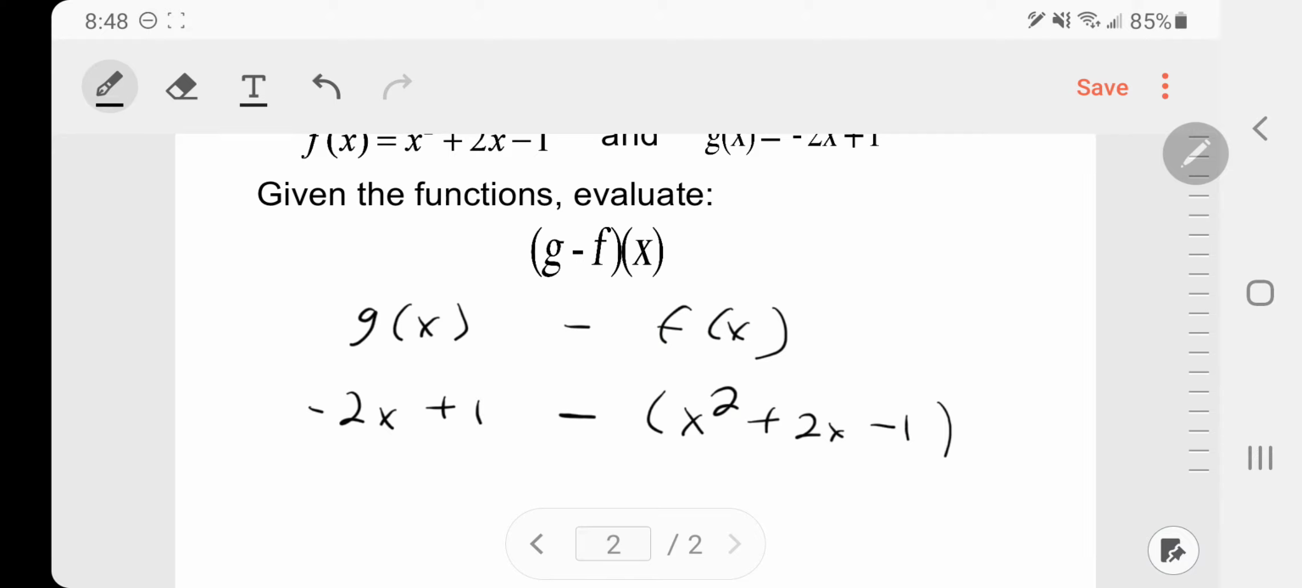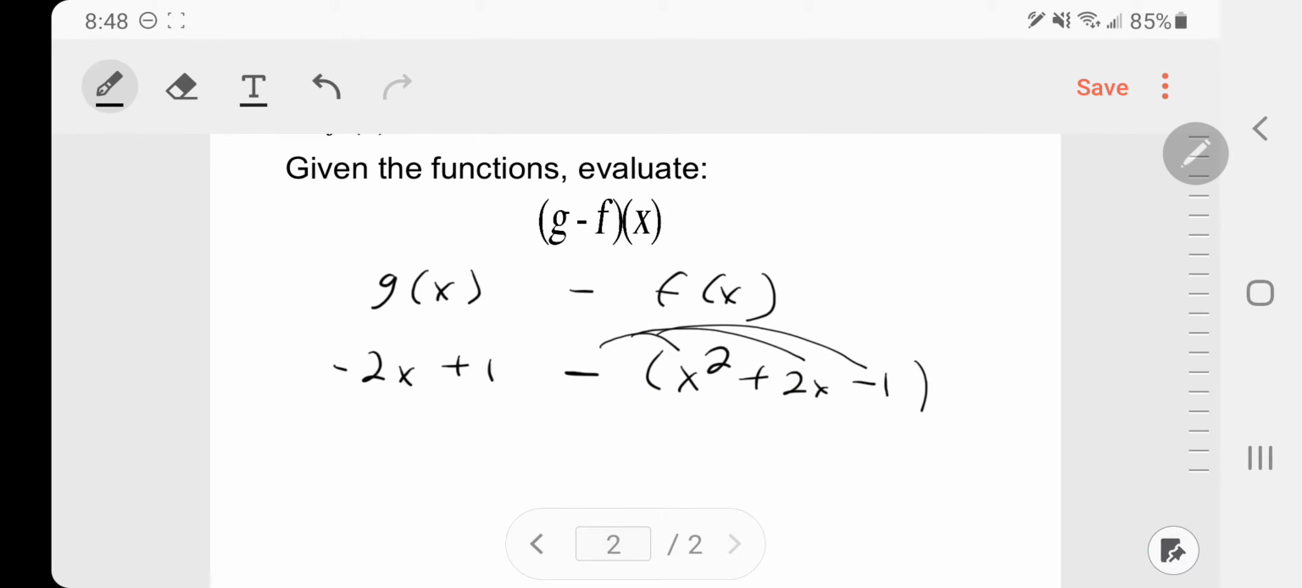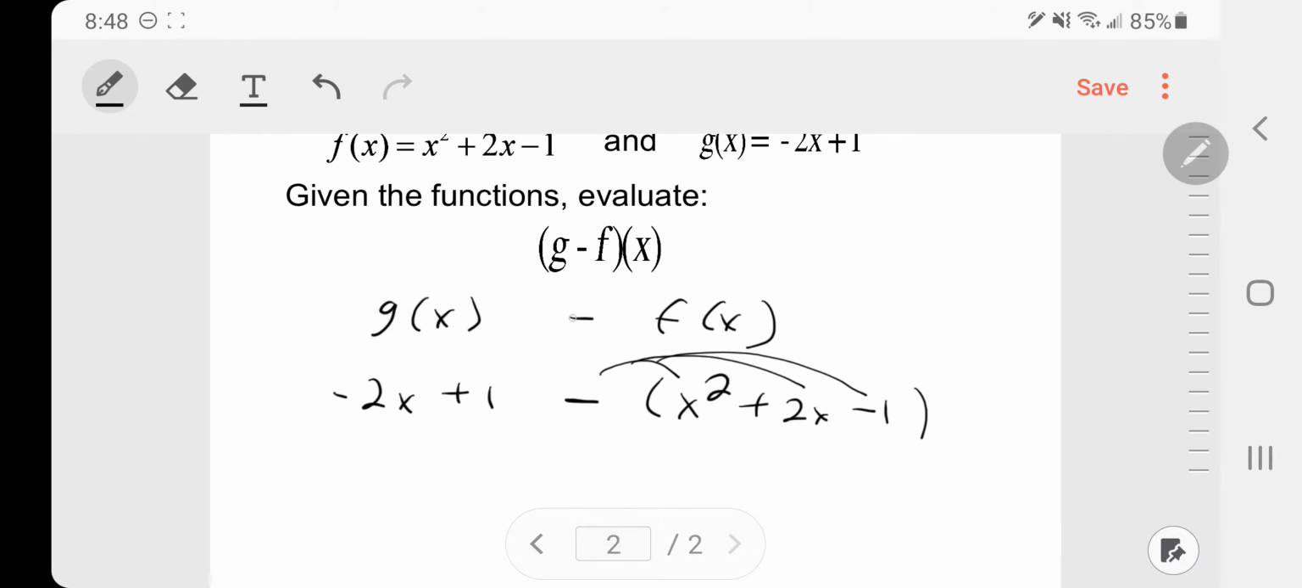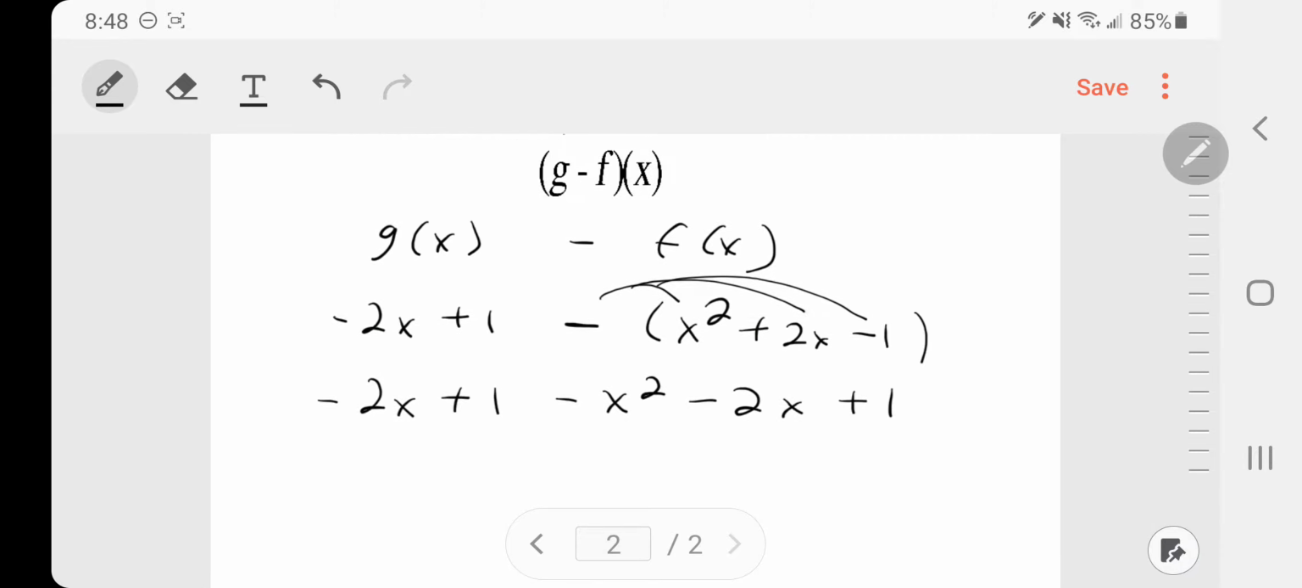Okay, now because you are subtracting here, it's going to be a little bit different. What I'm going to do is I'm going to distribute that negative sign into my f of x function, because the minus sign applies to my entire function f of x. Okay, so it's negative 2x plus 1. I get negative x squared minus 2x plus 1.